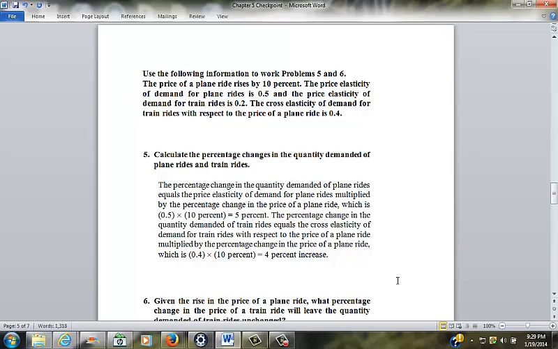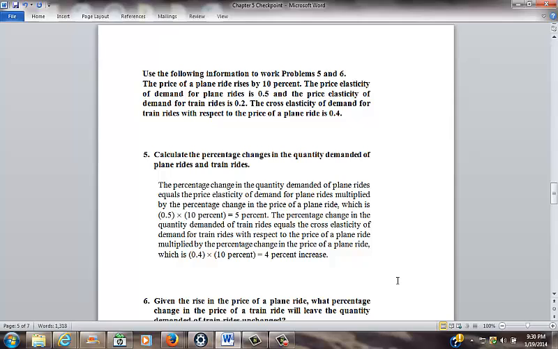Use the following information to work problems 5 and 6. The price of a plane ride rises by 10%. The price elasticity of demand for plane rides is 0.5. The price elasticity of demand for train rides is 0.2. The cross elasticity of demand for train rides with respect to the price of a plane ride is 0.4.